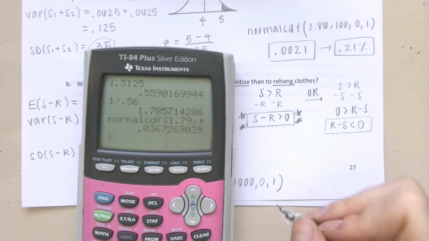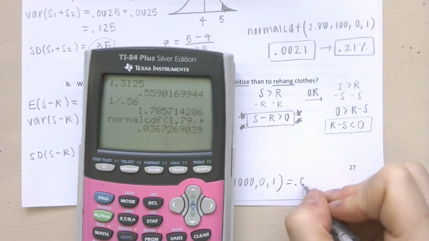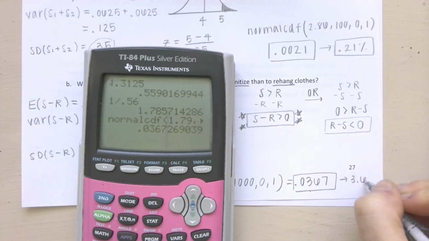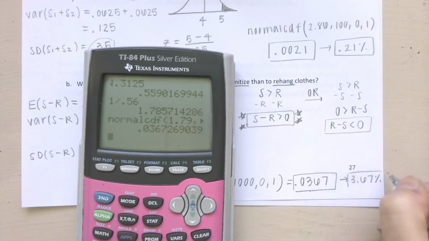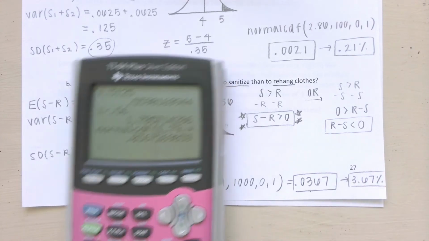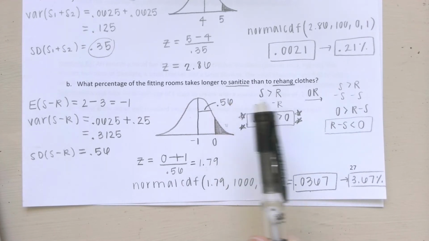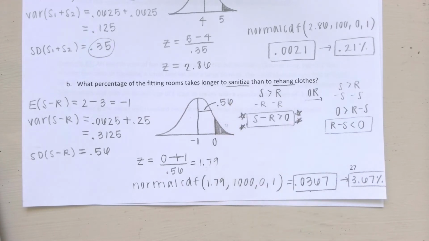And we get 0.0367, or 3.67%. There's about a 4% chance that it will take Brooke longer to clean a room than it will to rehang clothes in that room.